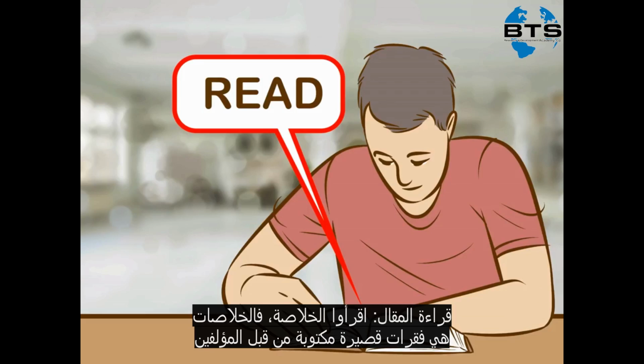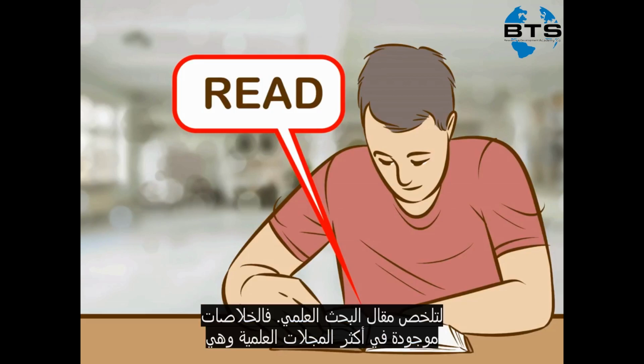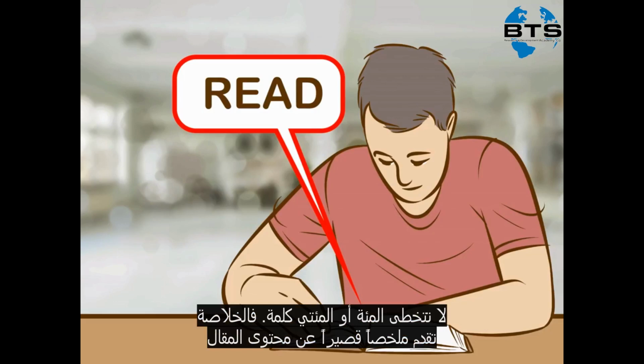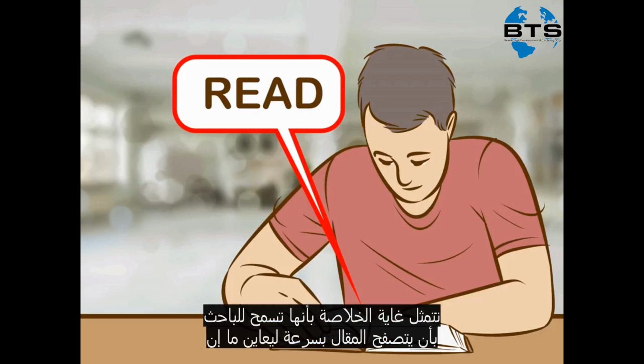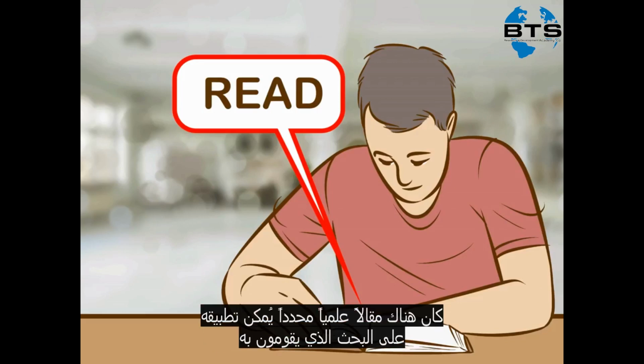Read the abstract. Abstracts are short paragraphs written by the author to summarize research articles. Abstracts are usually included in most academic journals and are generally no more than 100 to 200 words. The abstract provides a short summary of the content of the journal article, providing you with important highlights of the research study. The purpose of an abstract is to allow researchers to quickly scan a journal and see if specific research articles are applicable to the work they are doing.